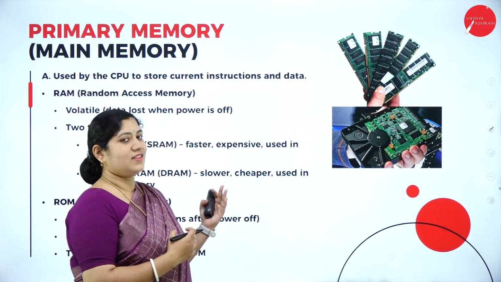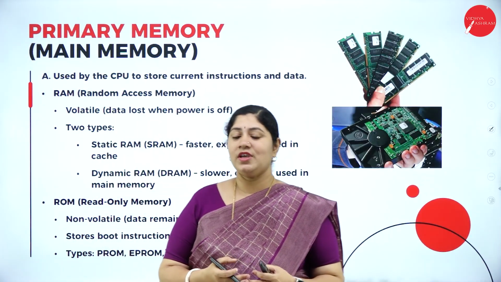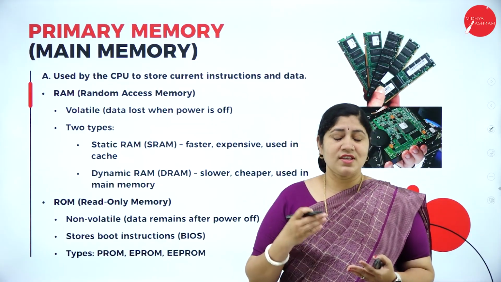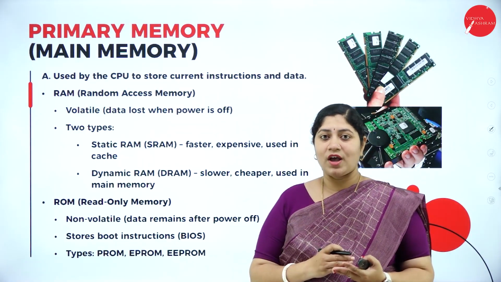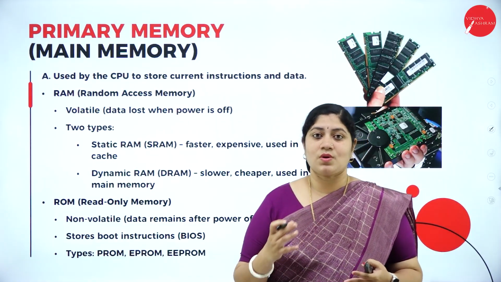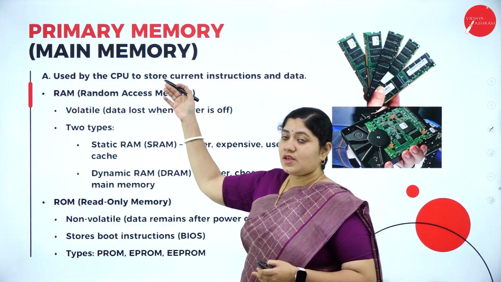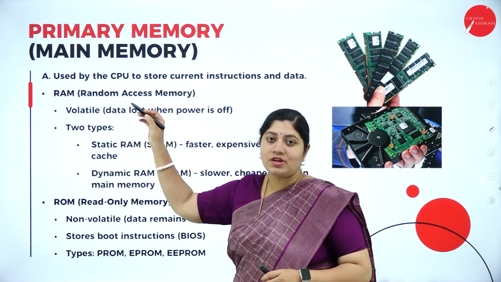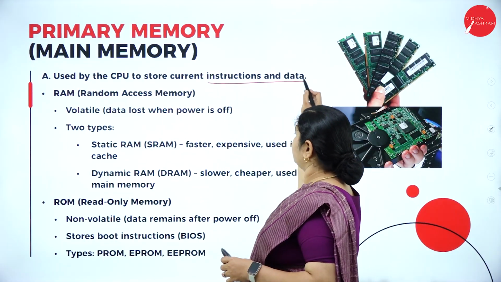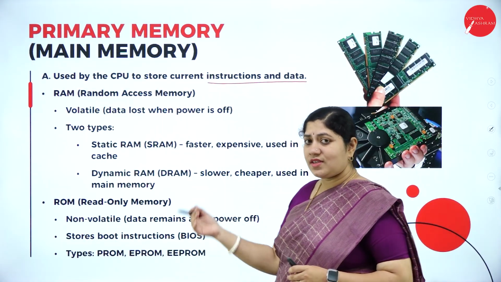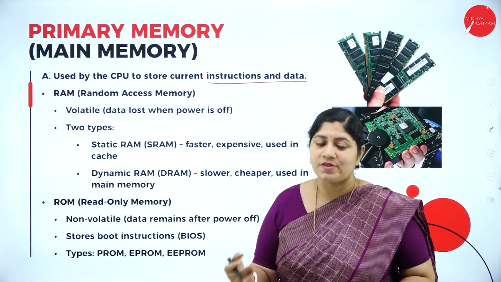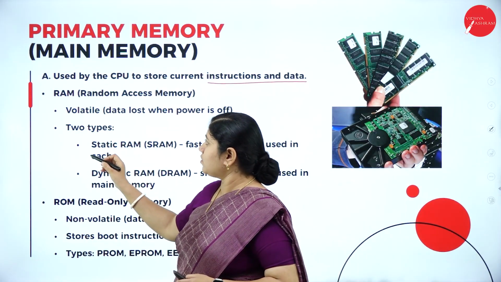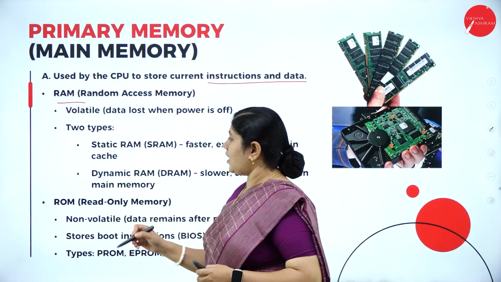And yes, it's none other than our primary memory, which is under main memory. As the name itself specifies, it is the primary memory which is required when the system is turned on. This is a memory which is used by the CPU to store the current instructions as well as the data. Under this, we have two other types, that's RAM as well as ROM. So let's define these two types.